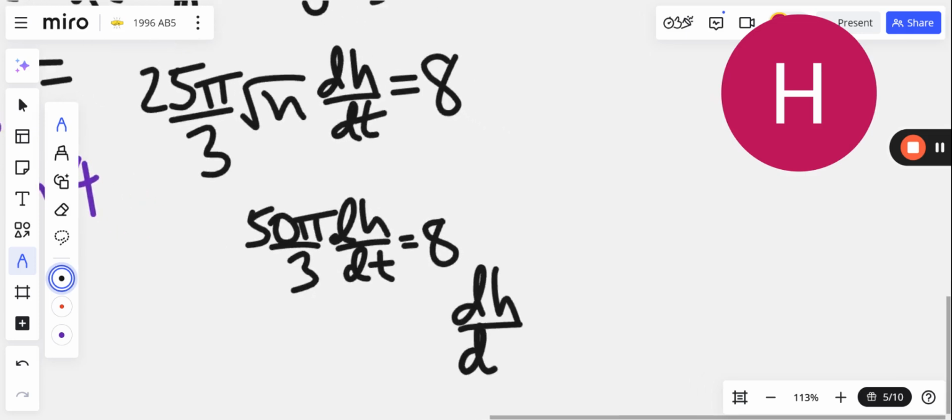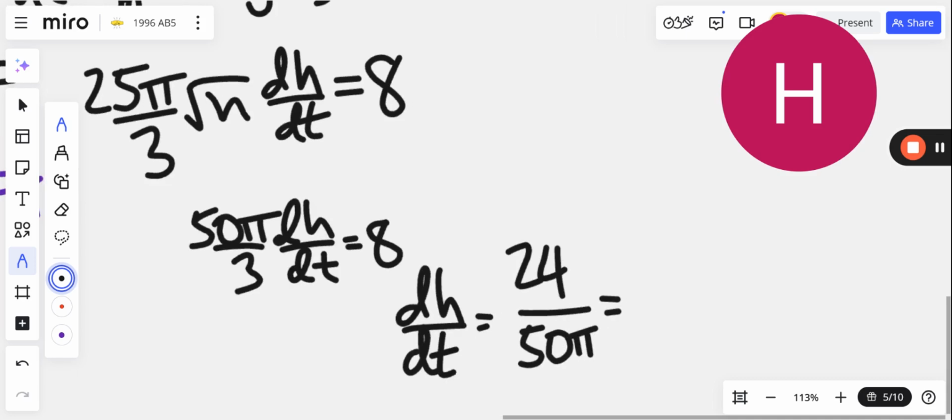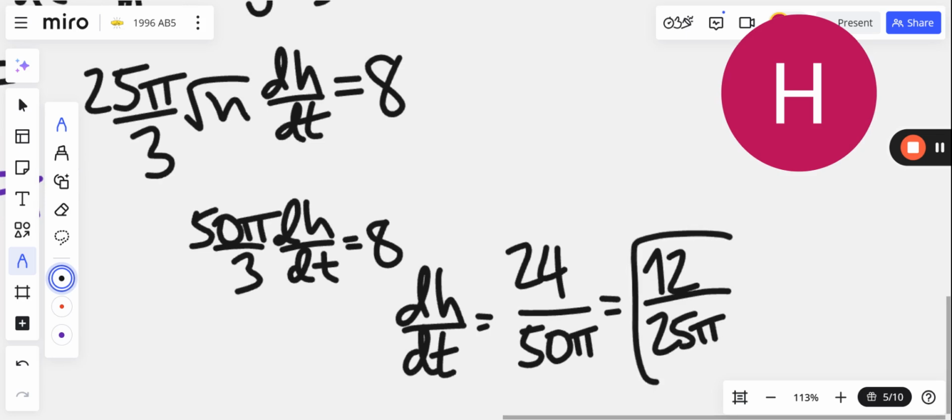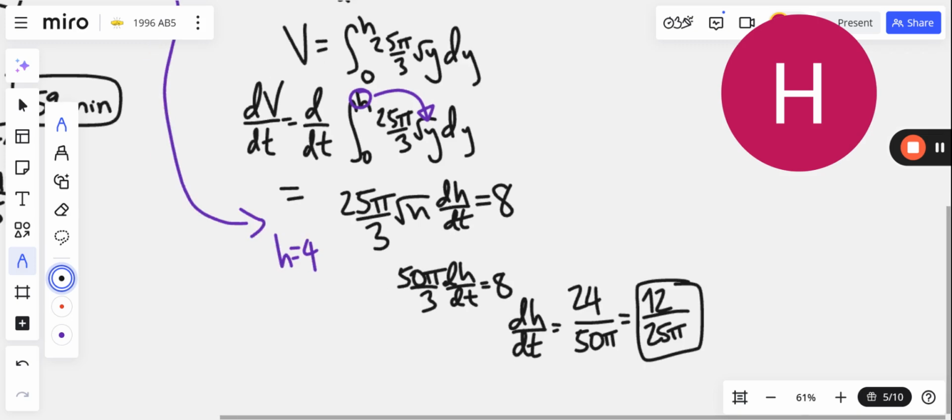So the dh dt is going to be 3 times 8, which is 24, over 50 pi, which we can actually reduce that, can't we? Yeah, we can call this 12 over 25 pi. And that is exactly how fast the height is changing at the exact moment when the height is 4 feet.